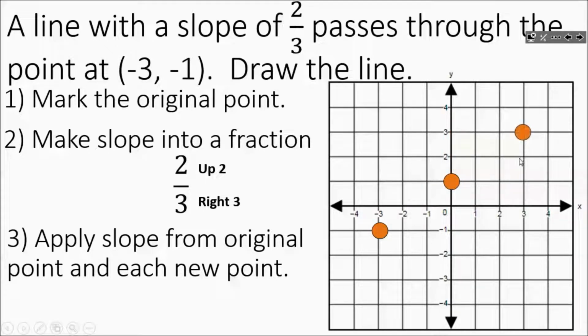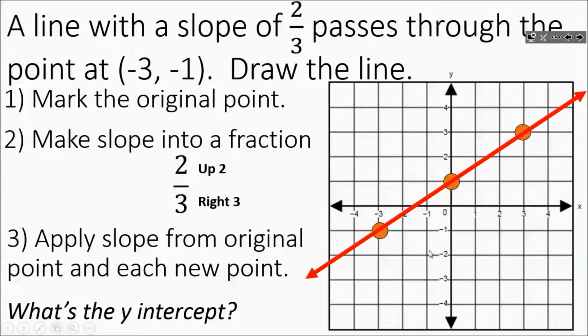And on this graph, that's really all the ones you could do. You could go up 2, right 3 from here, but it'd still be off the page. We're going to connect those points. There's our line. In this problem, what is the y-intercept? It hit the y-axis at 1. So the y-intercept is 1. Moving on.